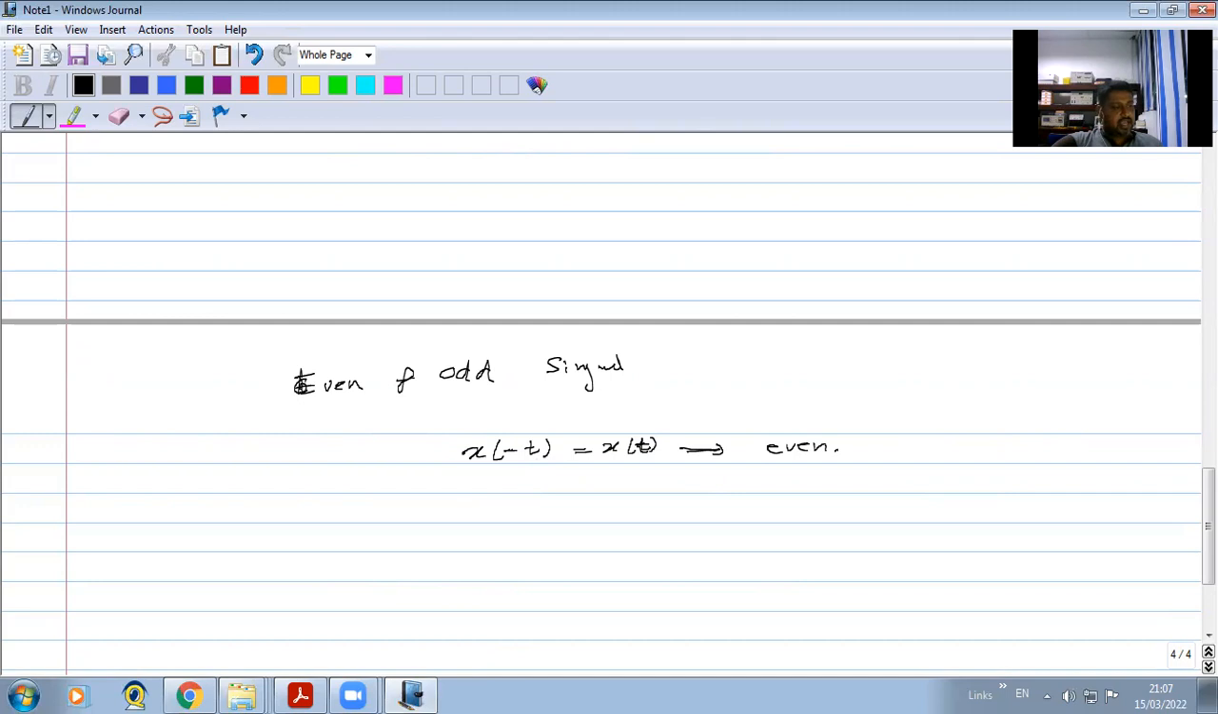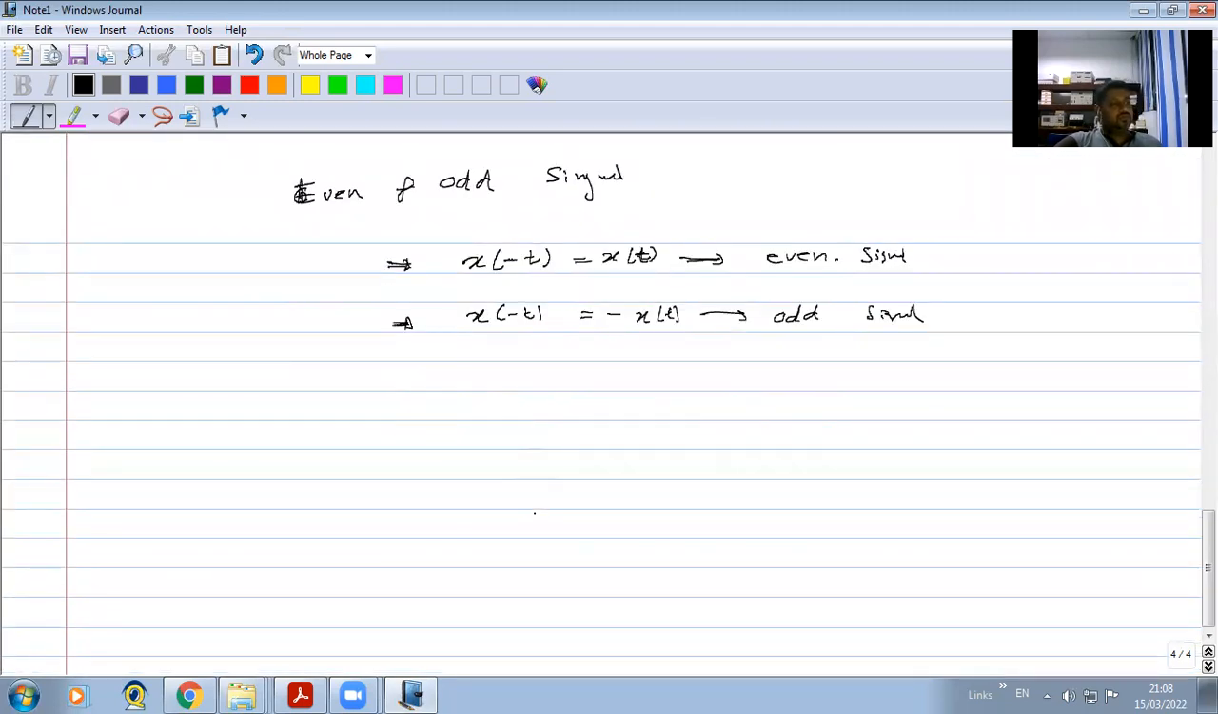Okay, and x(-t) is equal to minus x(t). So this is an odd signal. This is an even signal. This is an odd signal. Please try to understand these two definitions. For an even signal, the time reverse signal is equal to the signal again. For an odd signal, x(-t), that is the time reverse signal, is equal to not x(t) but minus x(t).